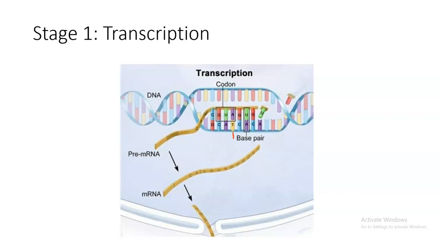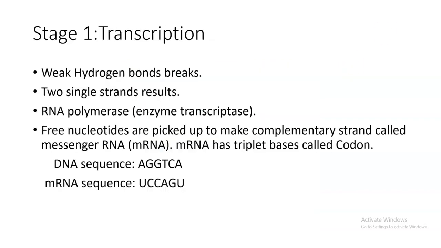Remember, once you form the messenger RNA, it then goes out by the nuclear pore. That's the whole process of transcription. So this process of transcription requires a transcriptase enzyme, which is called RNA polymerase. This RNA polymerase is a very, very strong enzyme.